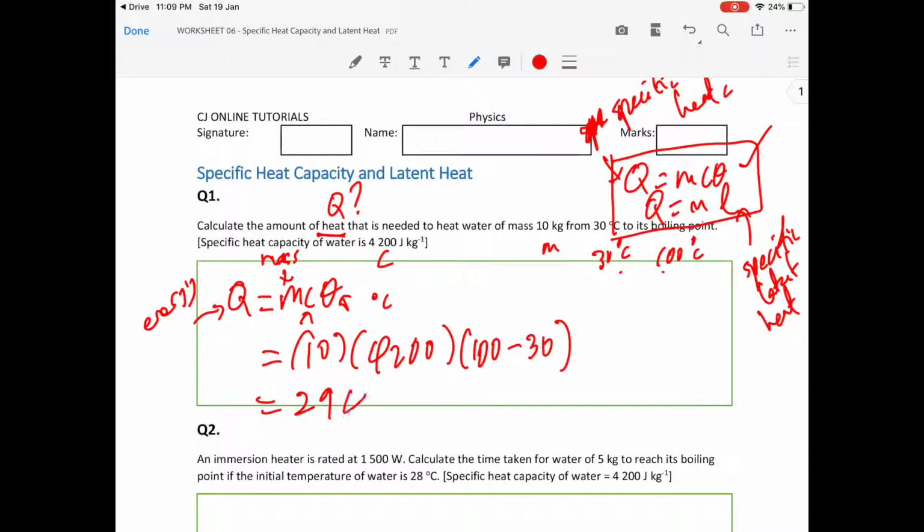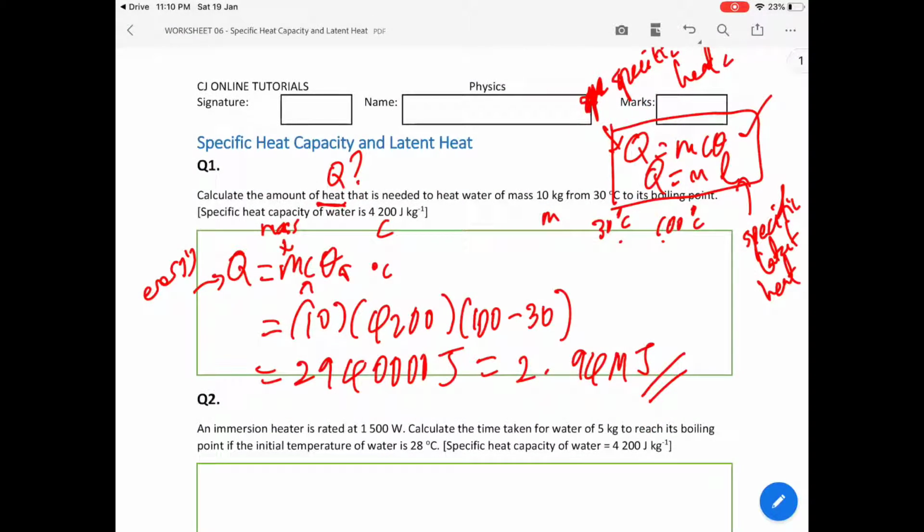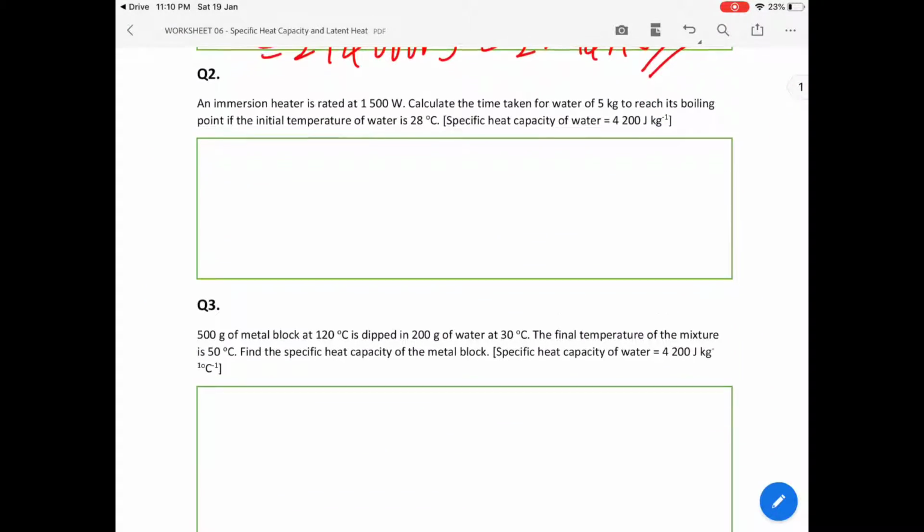And you get, that's a lot of energy, 2,940,000 joules. If we were to simplify, I can write it as 2.94 megajoules. So I hope you know how to change this using the prefix. Let's take a look at another question, this time question 2.